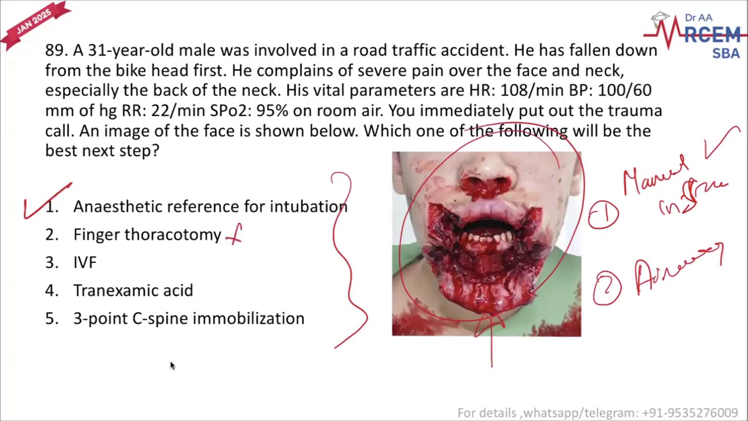Finger thoracotomy and tension pneumothorax are not right. These are also wrong, obviously wrong answers. The third step is 3-point C-spine immobilization.